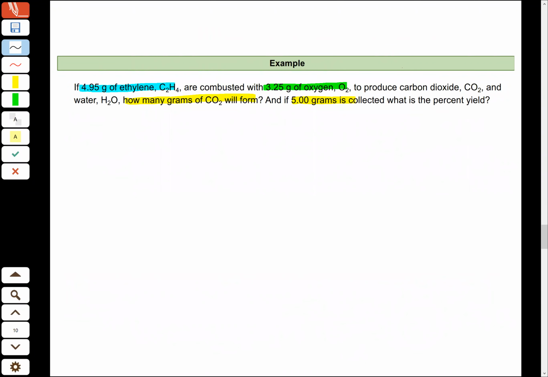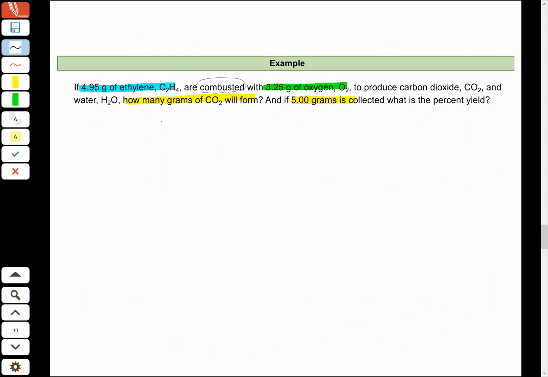Okay, so the first thing that we need to do is balance our equation, but we don't even have an equation. So we need to figure that out on our own. We are given a very valuable piece of information that this is combusted. So we can actually write out our reaction from the information given in this problem and then balance it.